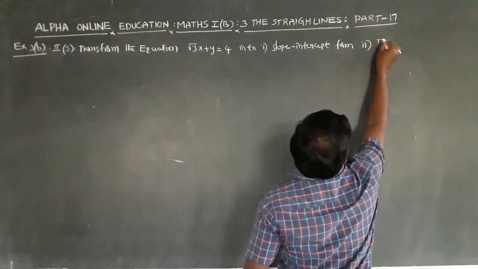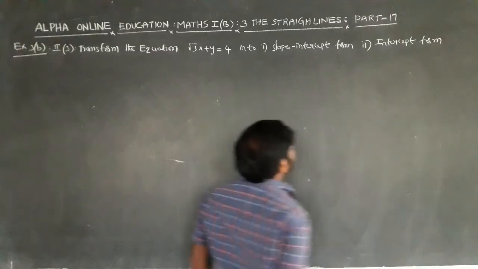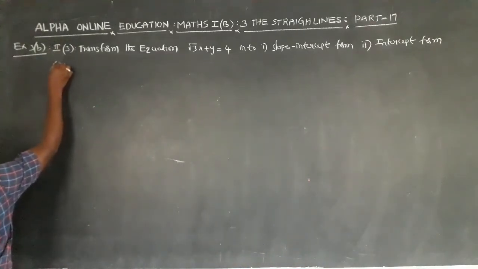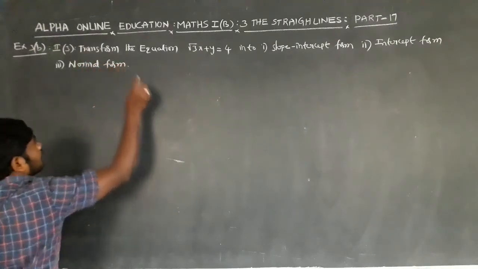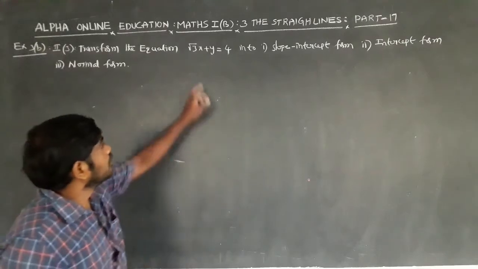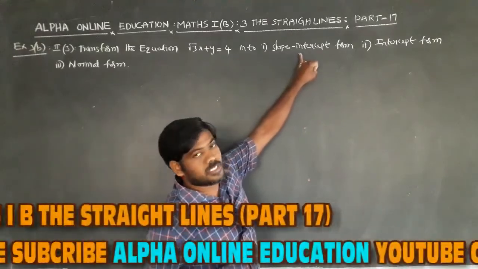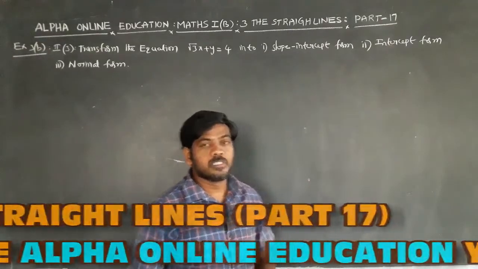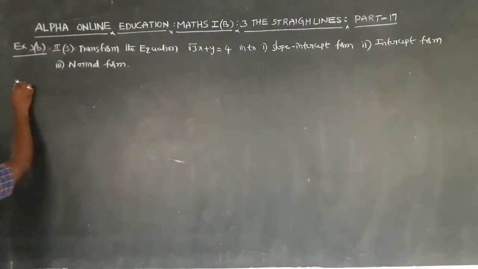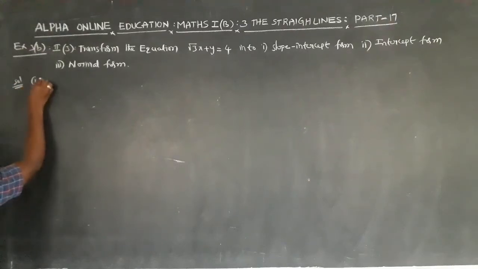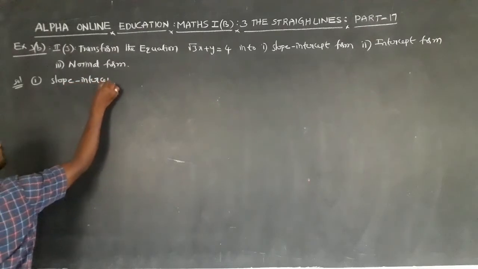Second one is intercept form. Third one is normal form. Transform the equation root 3x plus y is equal to 4 into: first one, slope intercept form; second one, intercept form; third one, normal form. First of all, number 1 is slope intercept form.